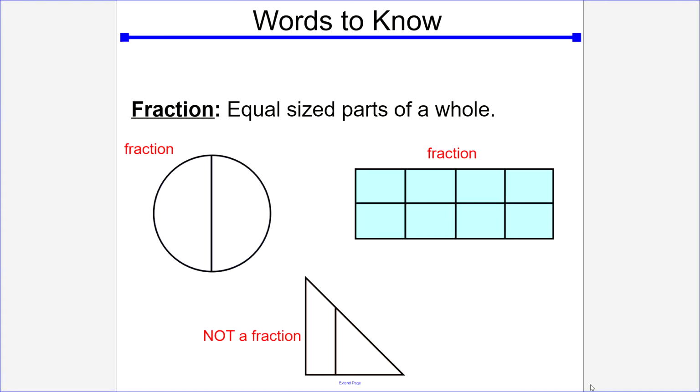Let's review some words you know. Fraction. A fraction is equal-sized parts of a whole. This circle is representing a fraction because the unit is broken into 2 equal-sized parts. This rectangle is also representing a fraction because the unit, the rectangle, is broken into 8 equal-sized parts. This triangle, however, is not representing a fraction because the 2 parts that this rectangle is broken into are not equal. They're not the same size or the same shape.